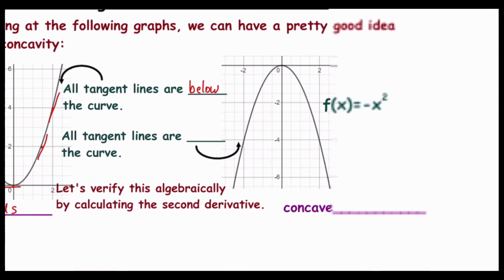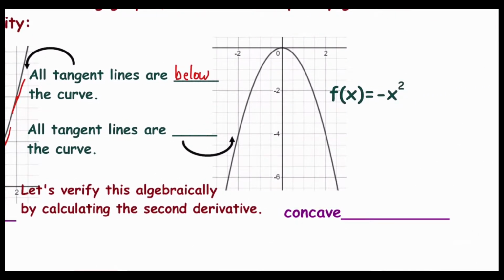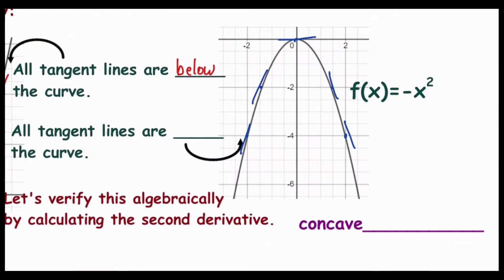Alternatively, in my other example here, where my parabola is opening downward, it's the exact same shape. It's just been reflected about the x-axis. Let's sketch our tangent lines. And what do we notice about these lines? Well, they all appear to be above the curve. So in this case, all tangent lines are above the curve. And if we think about the shape the graph is making, it's going down. It's a frowny face. It's feeling negative. So it's going to be concave downwards.